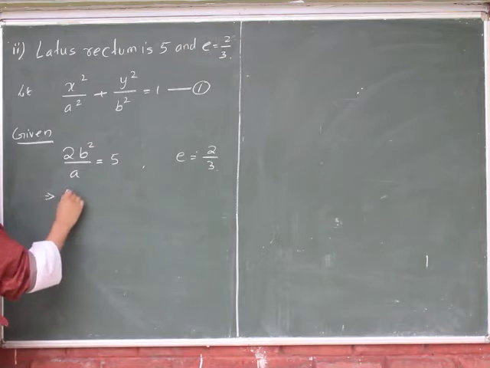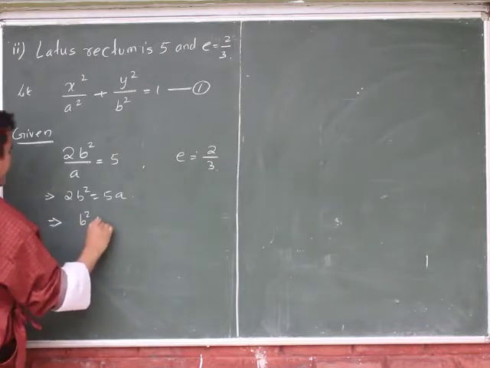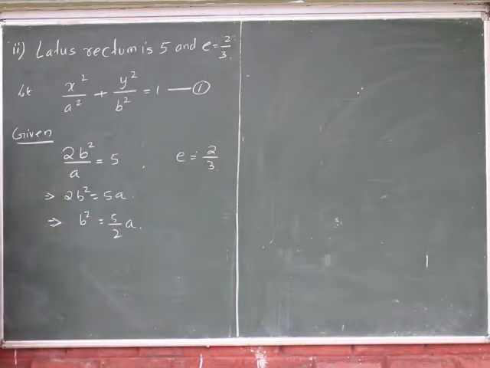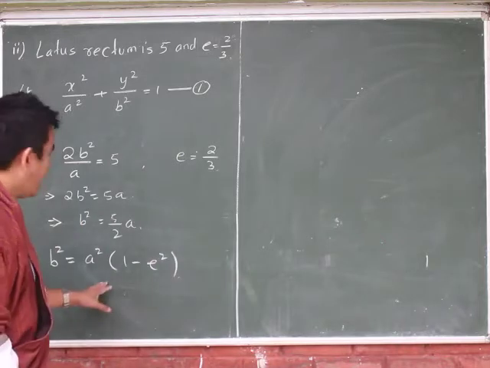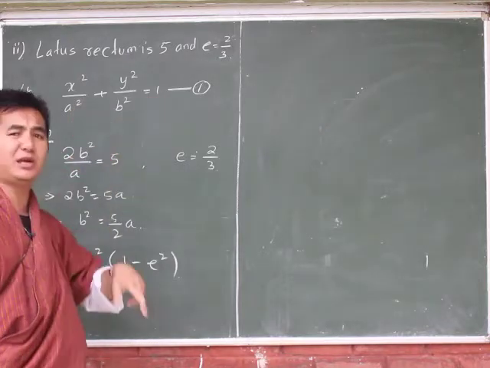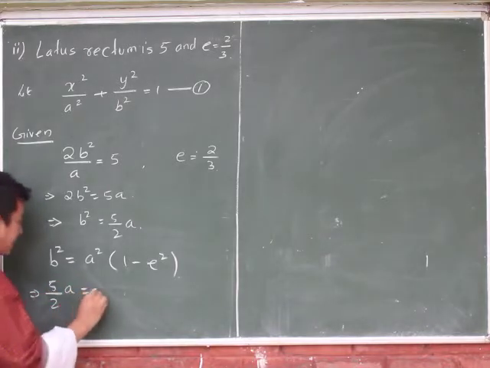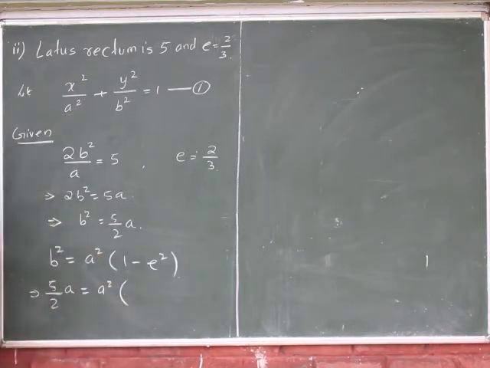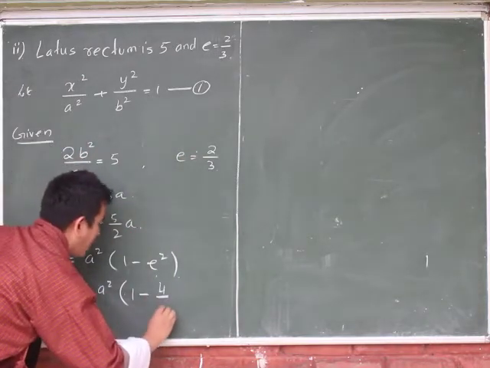Let me simplify this. I can write this as 2b square is equivalent to 5a, or b square is equivalent to 5 by 2 a. Now we have one equation where b square is equivalent to a square times 1 minus e square. Do you remember this equation? Let's make use of it. Our job is to find a square and b square. After getting a square and b square, substitute here, and you will get the equation of the ellipse. So b square value is given, 5 by 2 a, is equivalent to a square times 1 minus e square. E value is 2 by 3, so e square becomes 4 over 9.